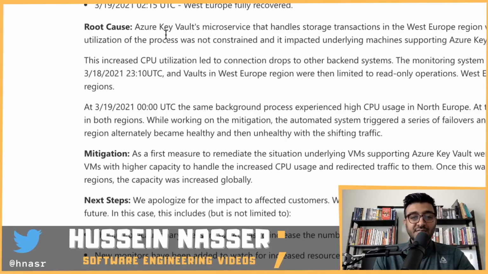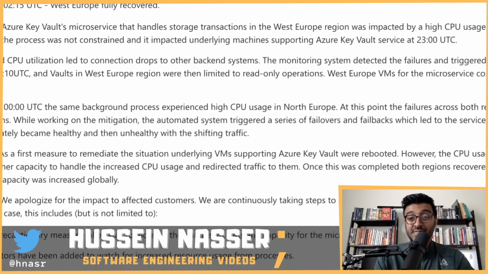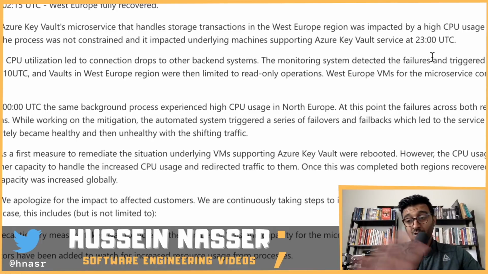The resource utilization of that process was not constrained, and it impacted underlying machines supporting Azure Key Vault service at 11 o'clock. Wow. Because that VM didn't have any constraints that, hey, you can grow as large as you can. Because you didn't have any limit, the VM just took over the whole machine. And the rest of the VMs in that same physical machine starved to death, essentially, and just stopped responding to other stuff. We saw this downstream behavior of one thing leads to another thing leads to another thing.